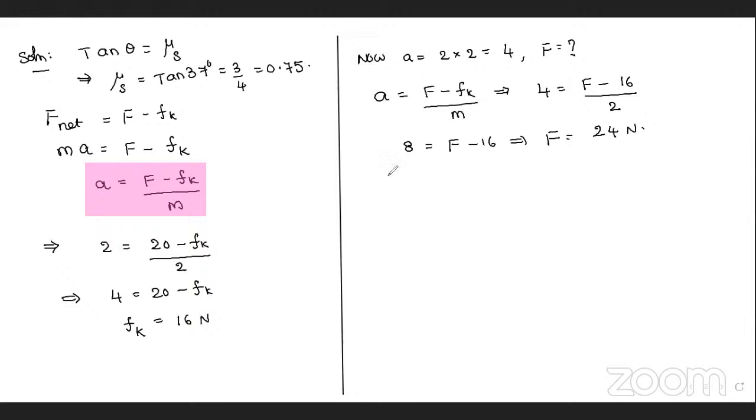Correct. If you want to calculate fmax, you can use the formula mu s into N. Mu s is 3 by 4, normal reaction is mg. 3 by 4 into m, which is 2 kg, 2 into g 10, that is 20. 5 threes are 15. This is fmax. I think even that is not 24.